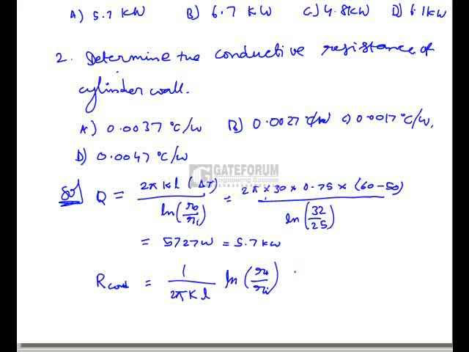So which gives a value of nearly equal to 0.001746 degrees centigrade per watt. So in the options, the right option is C, and for the first question the right option is A.